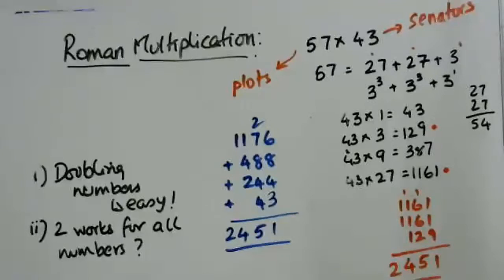So maybe you wanted to know between these 43 senators, in total how many plots of land did they have? Okay, this is something that I can still imagine as a possibility. Or let's say that 43 fishing vessels went out to the sea, and each fishing boat got 57 fishes.